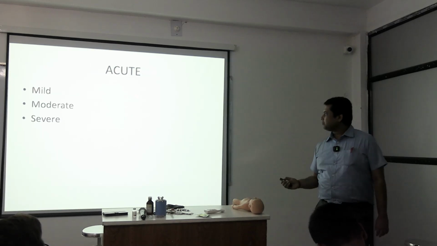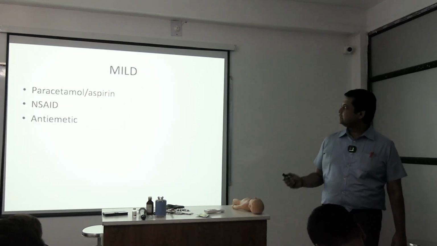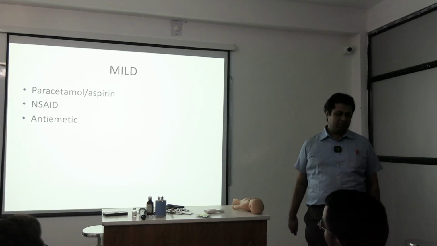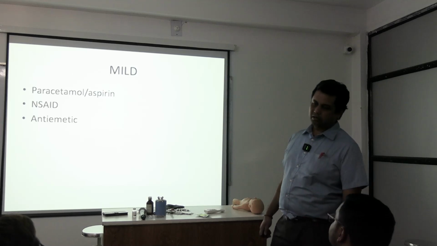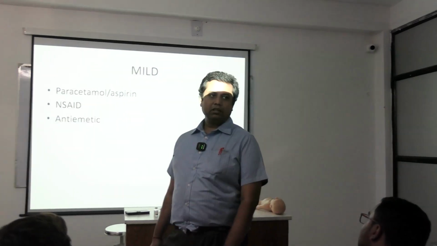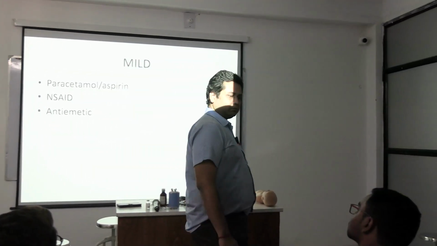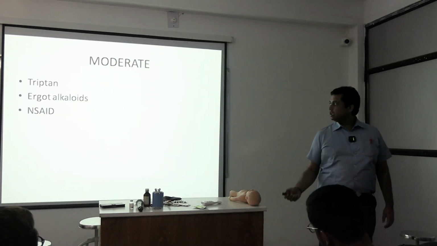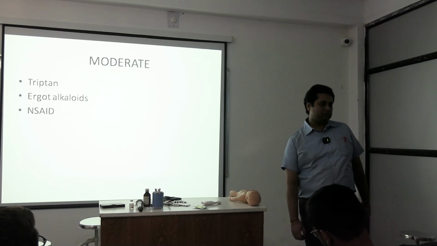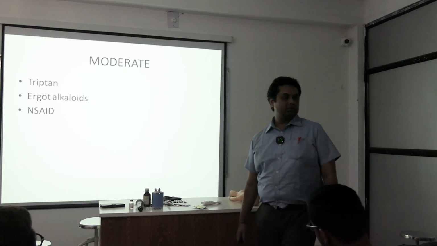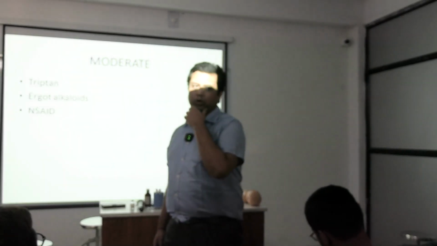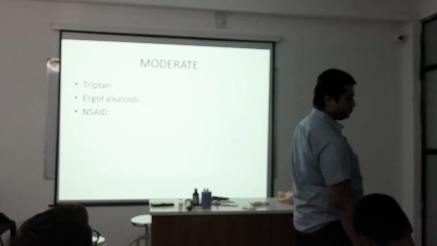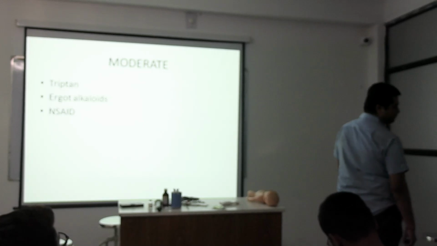So acute migraine: mild, moderate and severe. Mild এর জন্য প্যারাসিটামল, অ্যাসপিরিন, NSAID, antiemetic. Mild, we call it mild when the headache can be tolerated. Moderate, triptans, chiefly Sumatriptan. Sumatriptan has a very poor oral bioavailability. ঠিক আছে। Subcutaneous Sumatriptan has better bioavailability.